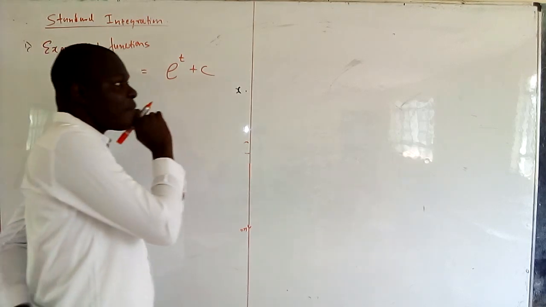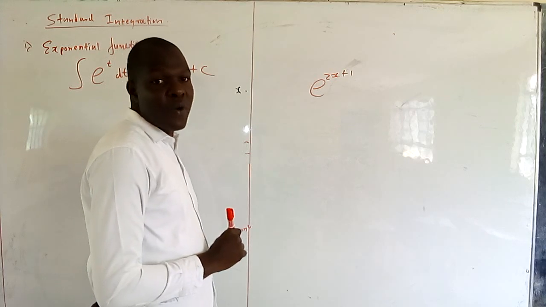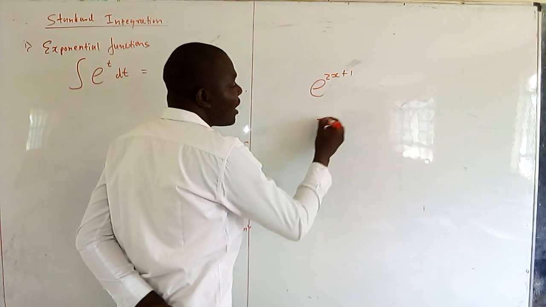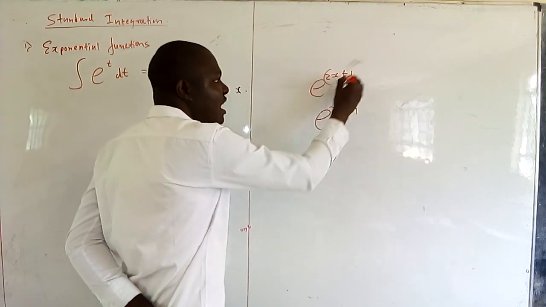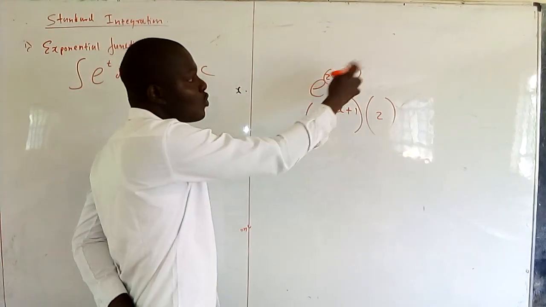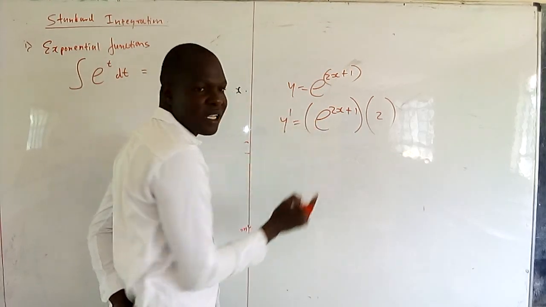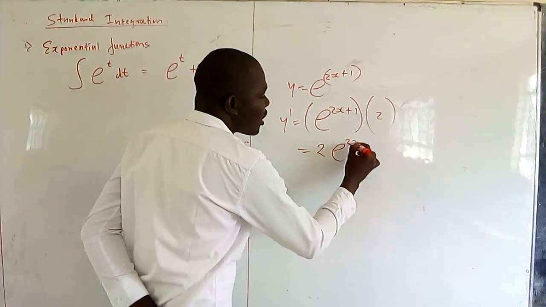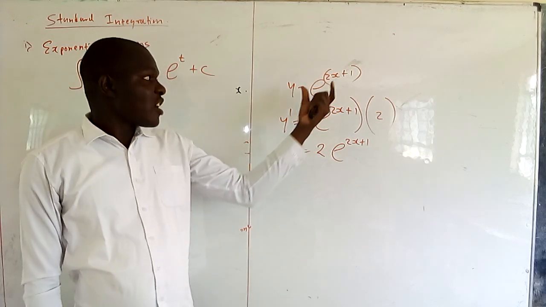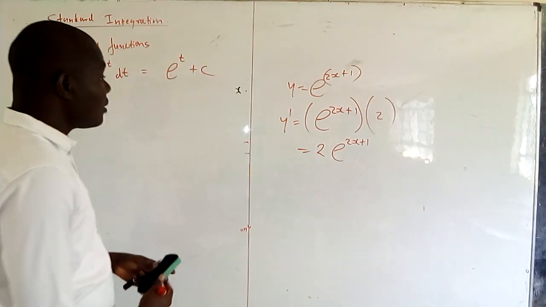Now look at a scenario from differentiation. If you have something like e^(2x+1) and you want to differentiate it, the exponential function remains the way it is, that is the outer function, then you differentiate the inner function, 2x plus 1. Differentiating 2x gives 2, and differentiating the constant 1 gives 0. So if this is y, then y prime is 2e^(2x+1). Meaning when differentiating an exponential function, you multiply the exponential function itself by the derivative of the inner function. But now we want to see what happens in integration.